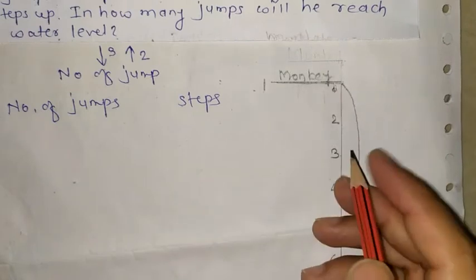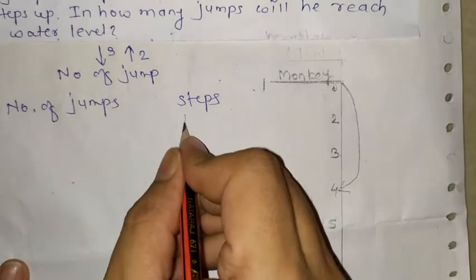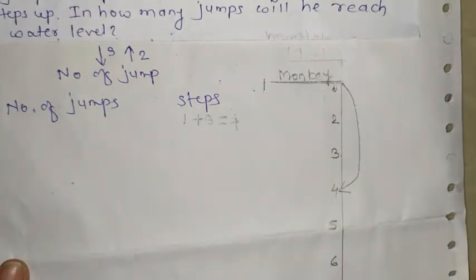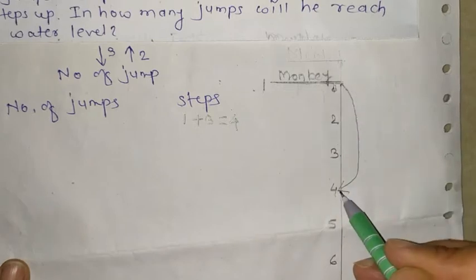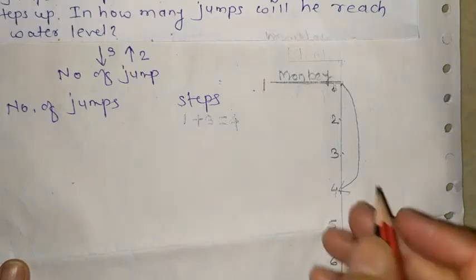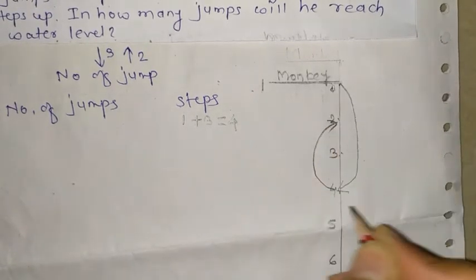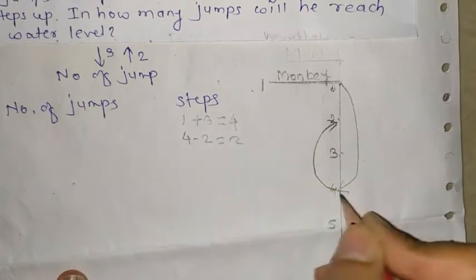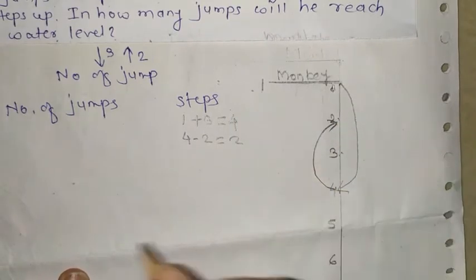So this is the first step. The monkey is going from 1 to step number 4. So how is step number 4 coming? 1 plus 3 equals 4. See here carefully, the monkey is going from 1 to 4, means 3 steps. This is 1, 2, 3. So 1 plus 3, 4 is coming. And after that, the monkey goes 2 steps up, means from step 4 to 2. It means 4 minus 2 is 2. So that's why here 1, 2. If you do 4 minus 2, then only step 2 will be calculated.